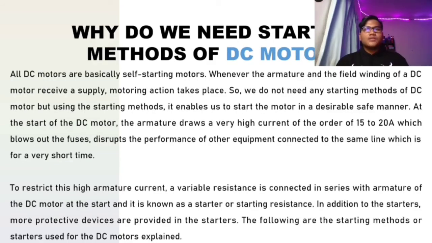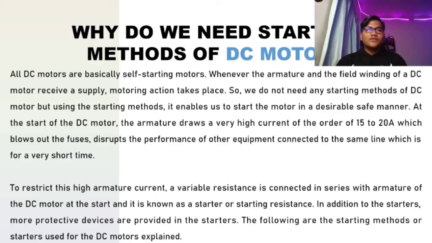Why do we need starting methods for DC motors? All DC motors are basically self-starting motors. Whenever the armature and the field winding of the DC motor receive a supply, motoring action takes place. So, we do not strictly need any starting method for a DC motor, but using the starting methods enables us to start the motor in a desirable, safe manner.